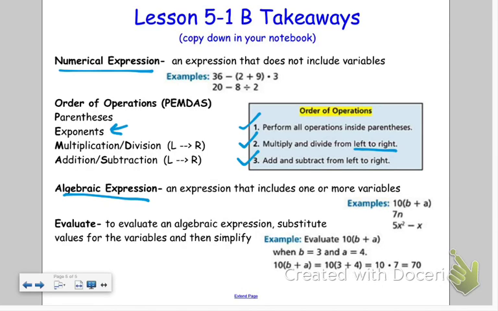And last, remember, evaluate is just a simple word for solve it. But in order to evaluate an algebraic expression, you must substitute values for the variables, and then you can simplify. So you have to do that substitution step. You have to show how instead of having b plus a, you put 3 plus 4 instead.